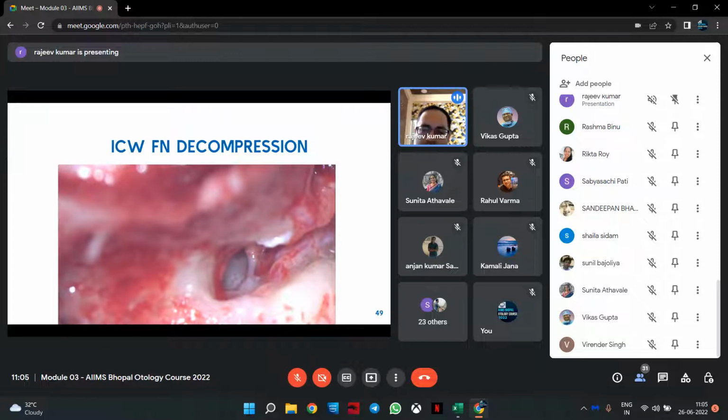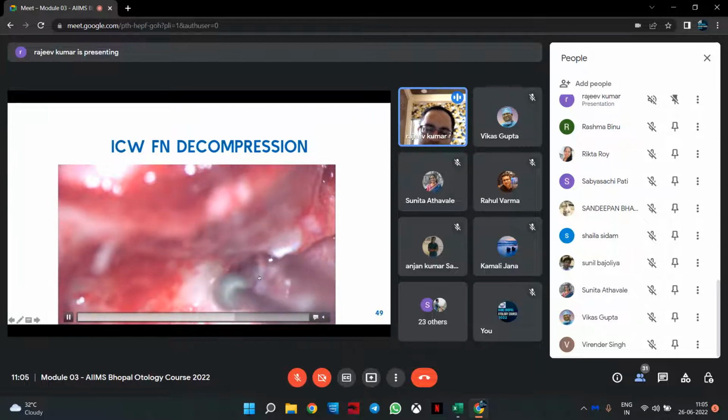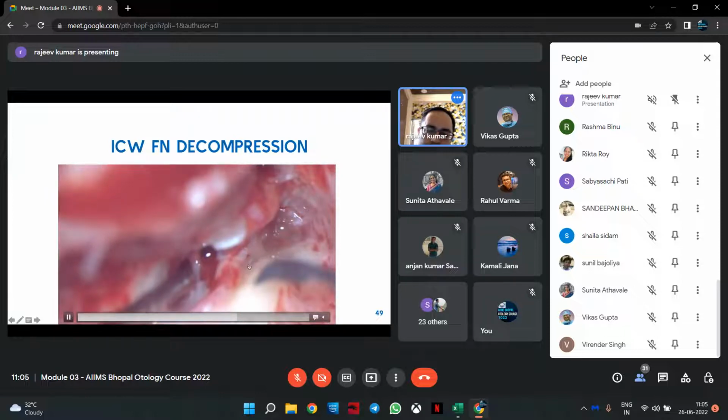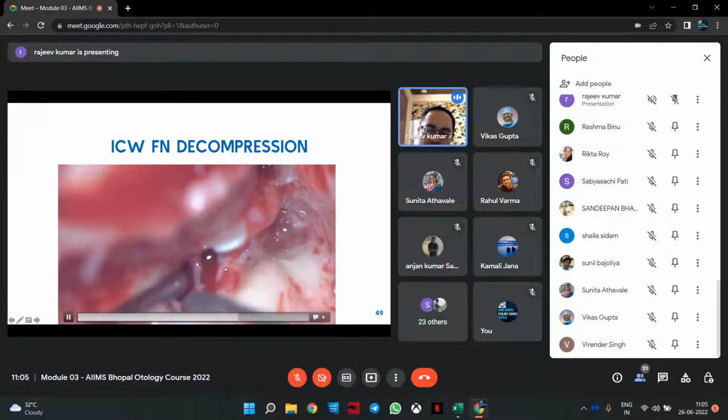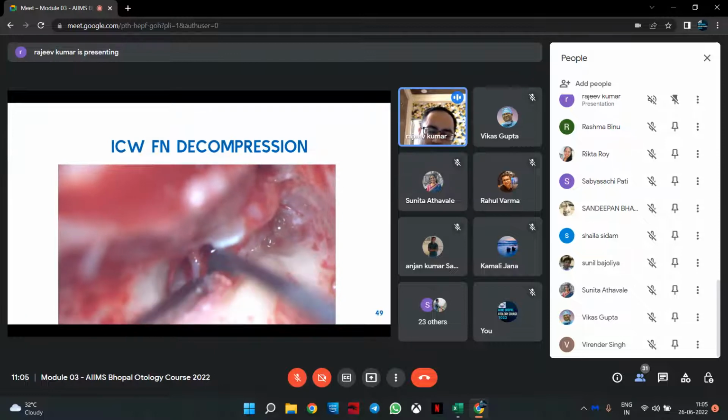So this whole nerve is now fully exposed, and this is the incus which is in position, and this is the tendon with the incudostapedial joint. This is flaking out, known as flaking out of the eggshell. When you thin out the eggshell, in the end you just flake out the bony segments.